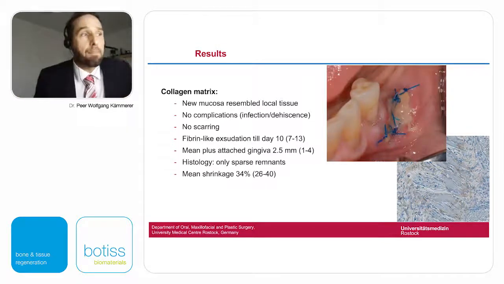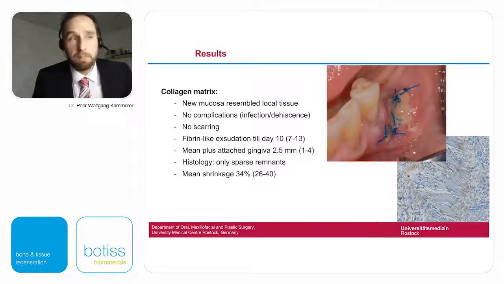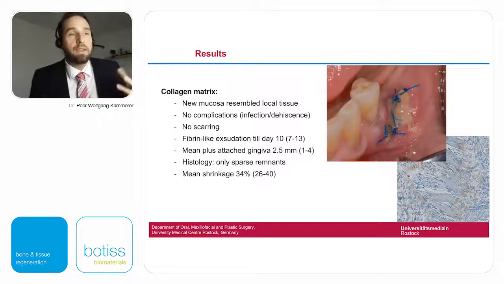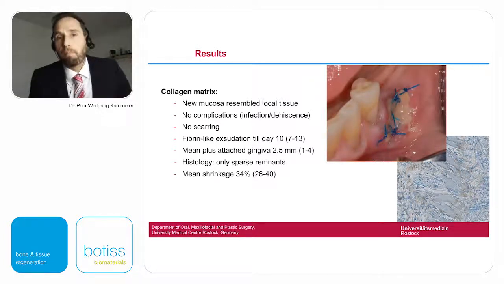So we have a mean plus of attached gingiva in these 20 patients of 2.5 millimeters, 1 to 4 millimeters. This is quite good. These are the results of the 1 year, to keep in mind. So the main shrinkage has occurred now. In the histology we took, there were only remnants of the membrane to be seen, which were fully vascularized. So there's integration of parts of the membrane, without any foreign body reactions.